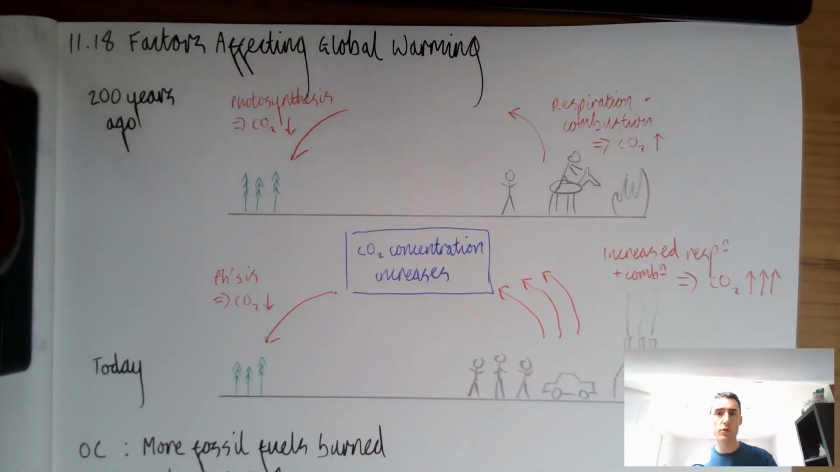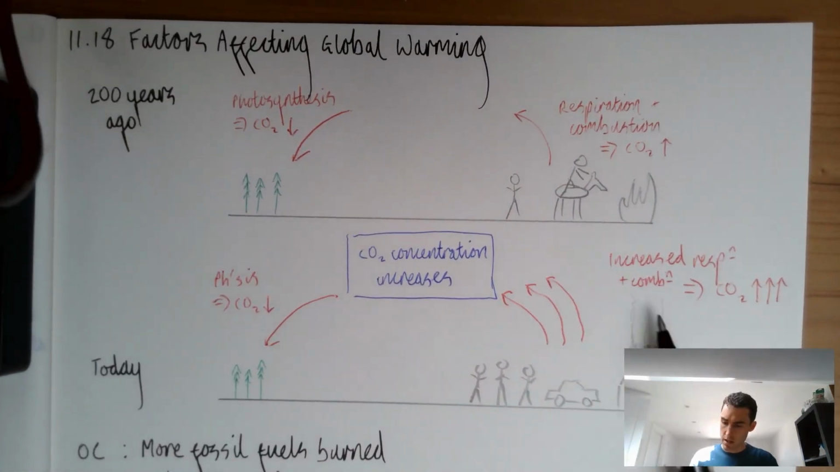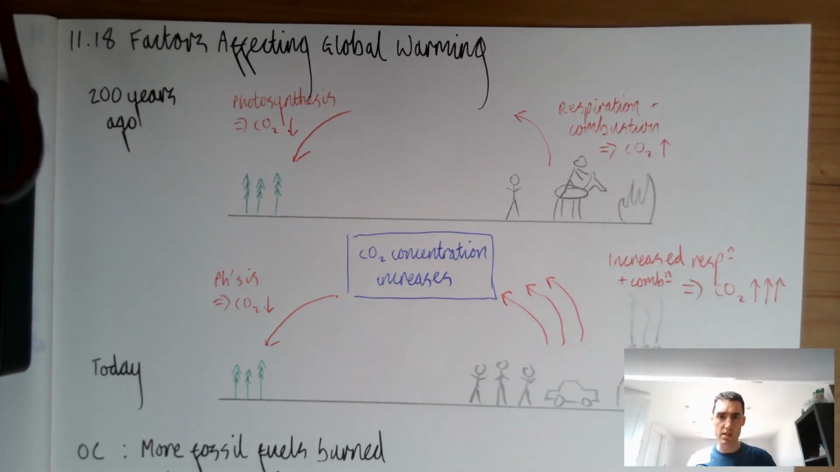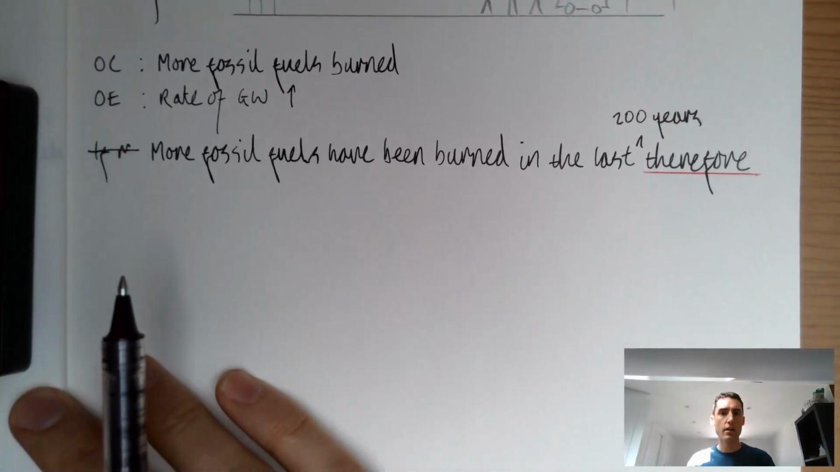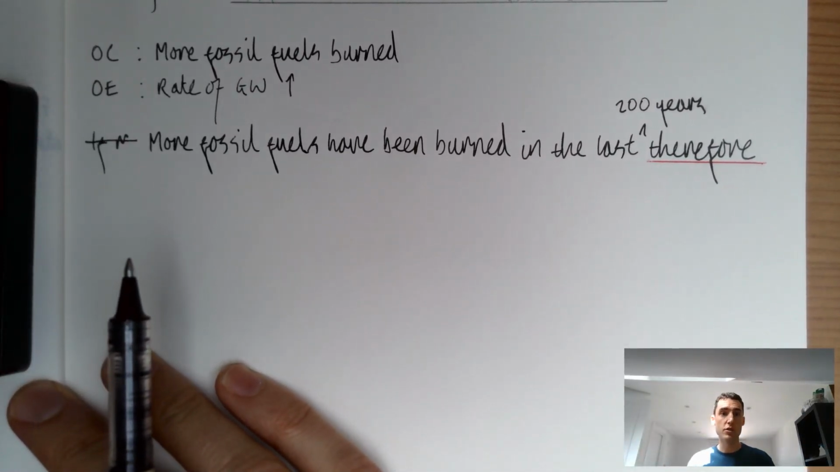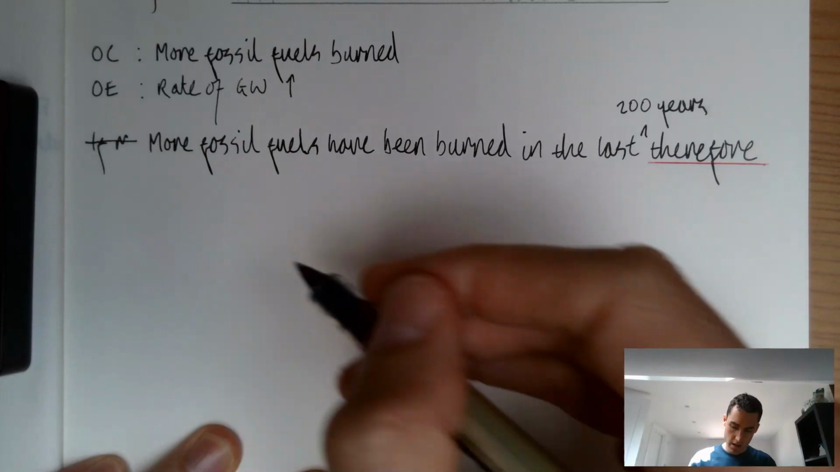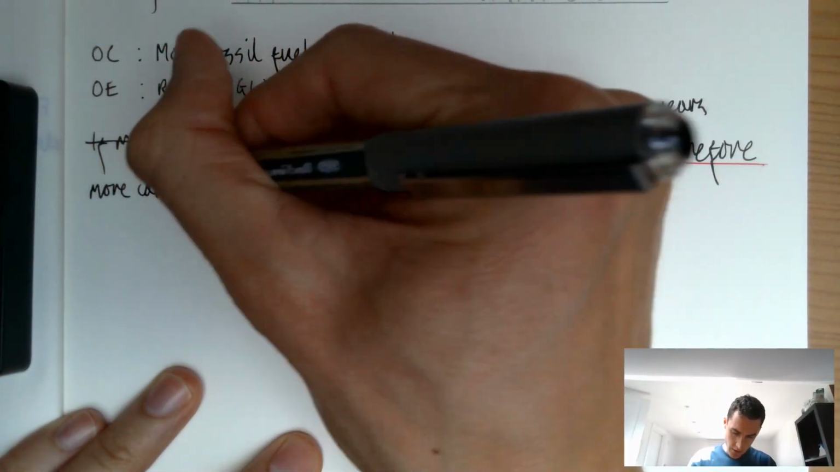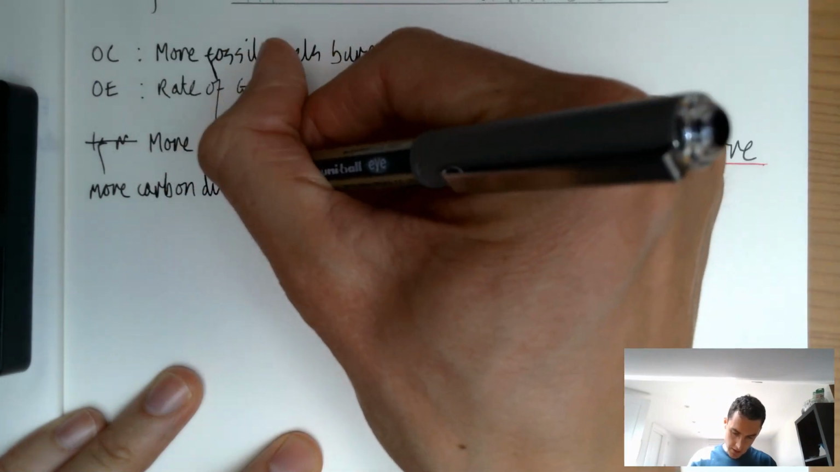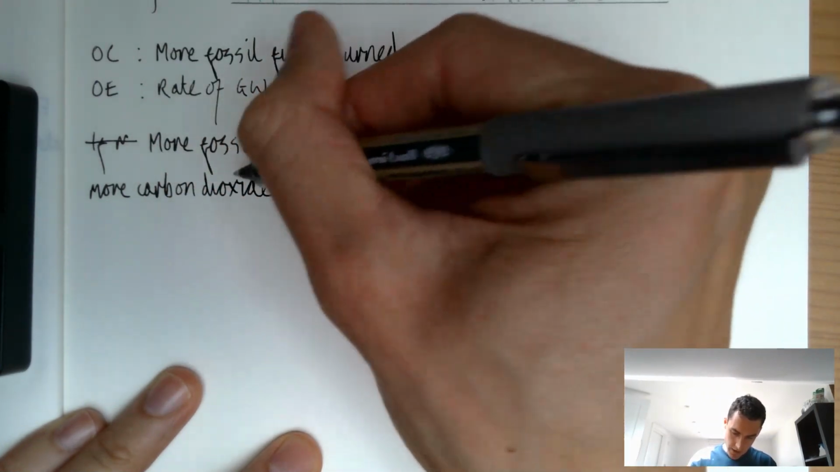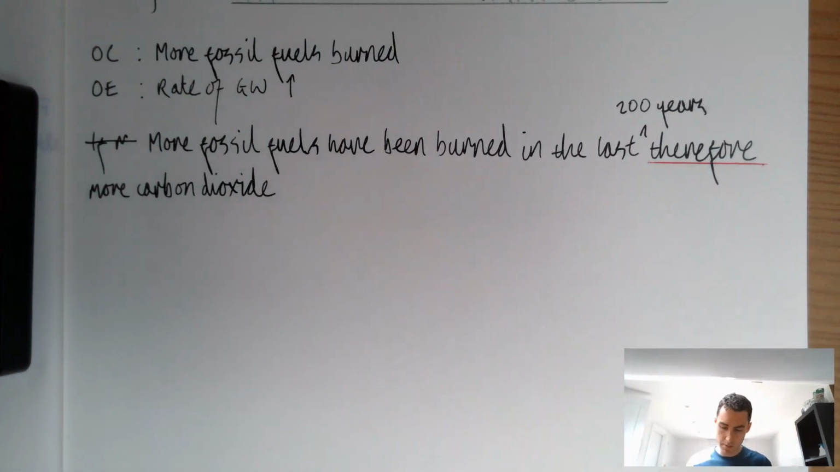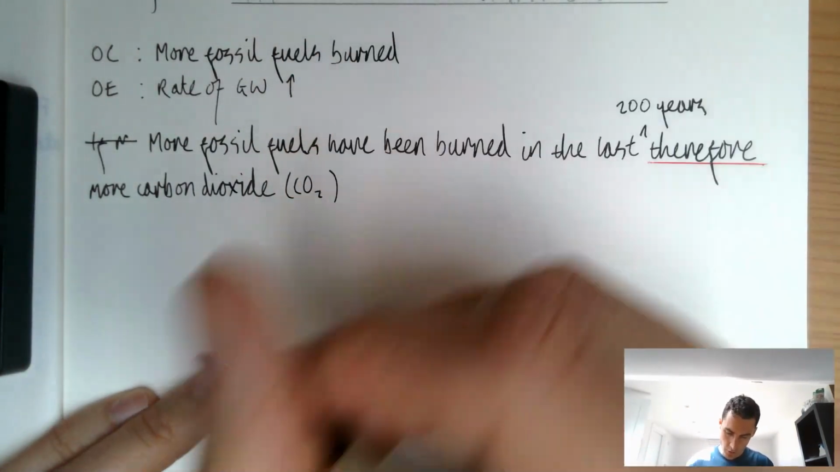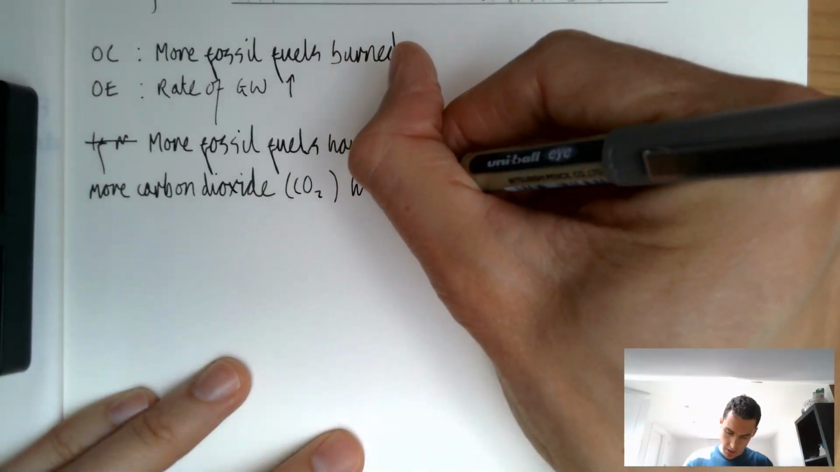Well, if more fossil fuels have been burned, that's telling me because of this increased combustion, there's more carbon dioxide released into the atmosphere. So I might say, and this is why the diagram really helps you with constructing this paragraph, therefore, more carbon dioxide, to be honest, it might be better to say carbon dioxide has been released into the atmosphere at a greater rate. But for the time being, this will be fine. More carbon dioxide, I'll abbreviate to CO2 going forward. More CO2 has been released.